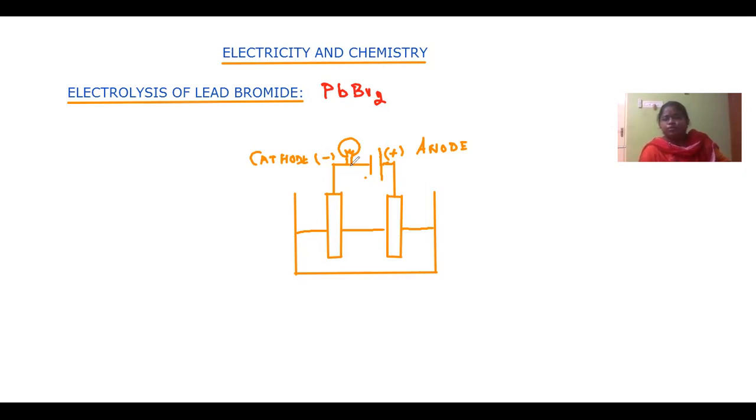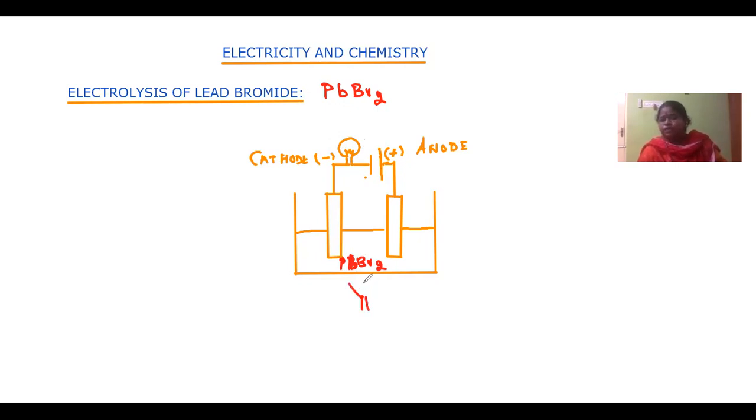Over here we fix a bulb, and a battery is connected to the electrodes. Now the electrodes are dipped in the ionic solid, which is PbBr2. When the current passes, will the bulb glow? The bulb glows if it is a strong electrolyte, if the electrolytic solution conducts electricity. If you take PbBr2, the ionic solid does not conduct electricity, so the bulb does not glow. So what do we have to do?